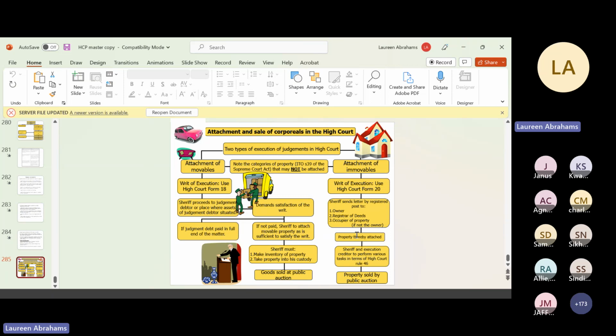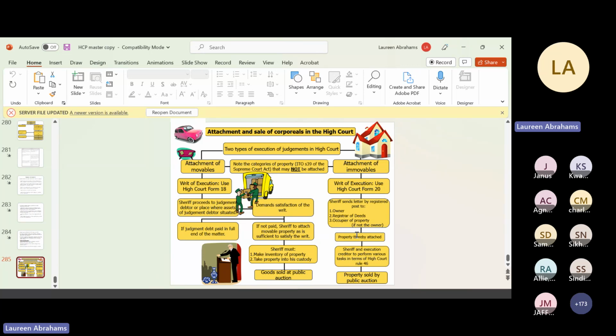And then the sheriff will send a letter. This is how it is attached. The sheriff doesn't go and write up the house. He sends a letter to the judgment debtor, or whoever is living in the property if it is a tenant, so that they know about it. And by that, the house is attached.